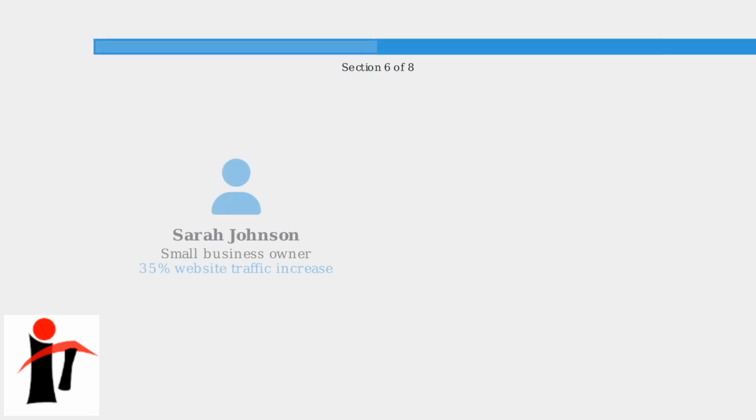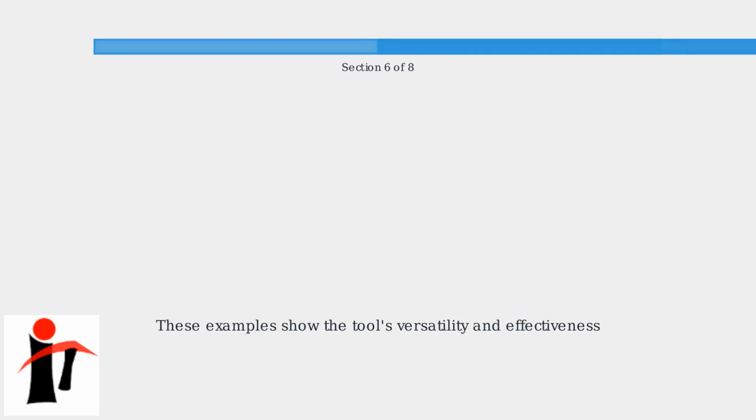Many users have found success using Vimeo's AI Script Generator. For example, small business owner Sarah Johnson used it to create explainer videos for her e-commerce brand, resulting in a 35% boost in website traffic and a 20% increase in conversions.